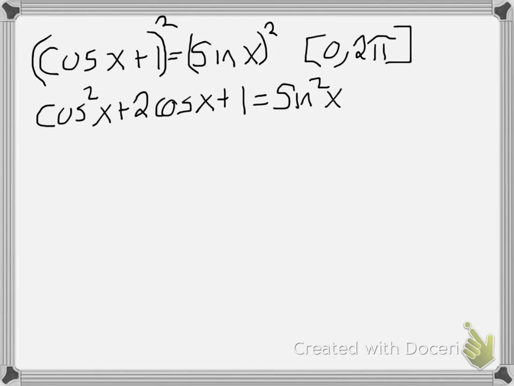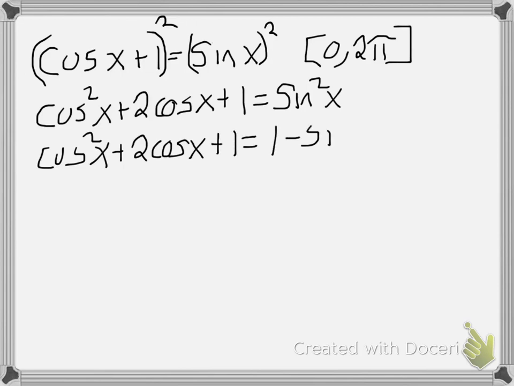Okay. Well, now I have something that I can do. Since I have lots of cosines over here and I still have this cosine by itself, but I have a sine squared, I have a relationship between sine squared and cosine squared. So I'm going to change the sine squared into 1 minus cosine squared, just like we did in the last problem. So I have cosine squared x plus 2 cosine of x plus 1 equals 1 minus sine squared x.